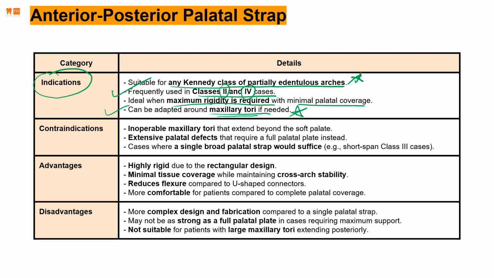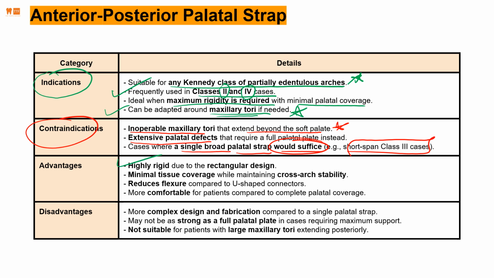That's a good point. Contraindications. Contraindications are inoperable maxillary tori. Then if it goes even beyond the soft palate, then we cannot use this technique. Extensive palatal defects, cannot use it. Cases where a single broad palatal strap would suffice, say, for example, short term, single palatal, right? Left to the right. Advantage is simple.